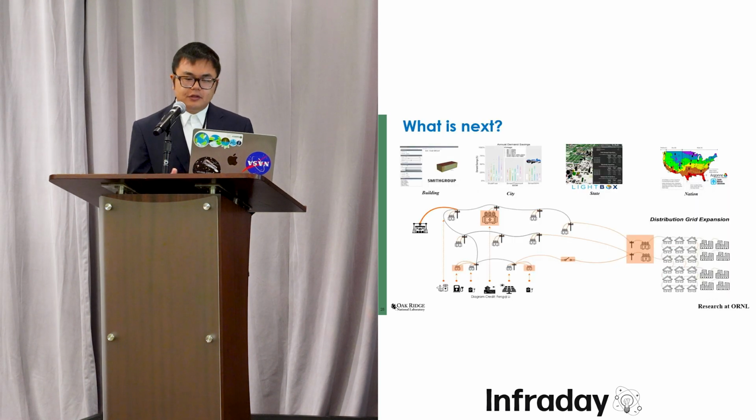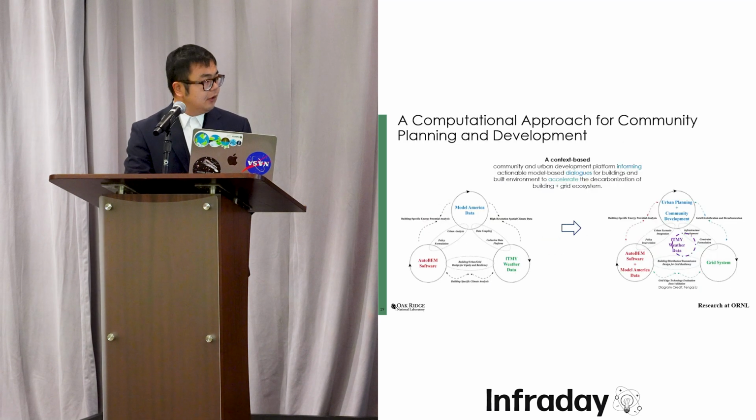With this introduction of the software and data capability, for developing a more resilient urban environment while considering a larger amount of renewable energy in the community, integrating data capabilities such as AutoBEM and Model America into the urban and grid co-planning framework would inform solutions, policies, and urban development suggestions at different scales, as this slide shows.